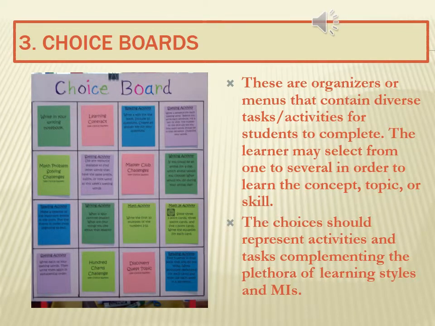A third way is through choice boards. These are organizers or menus that contain diverse tasks and activities for students to complete. The learner may select from one to several in order to learn the concept, topic, or skill. The choices should represent activities and tasks complementing the plethora of learning styles and multiple intelligences.